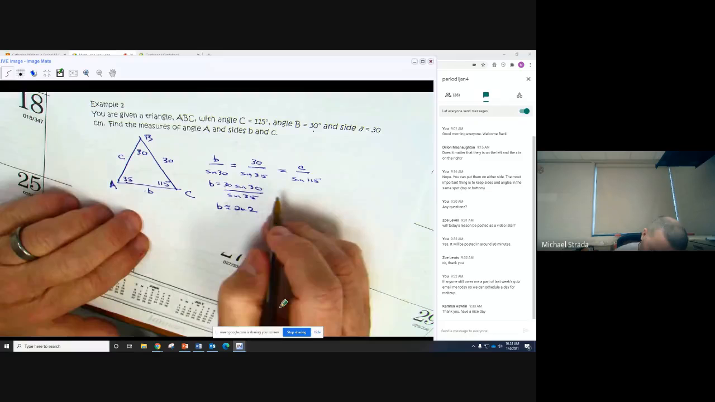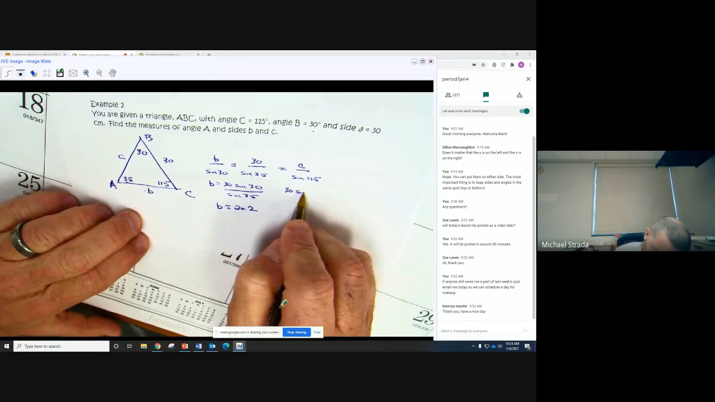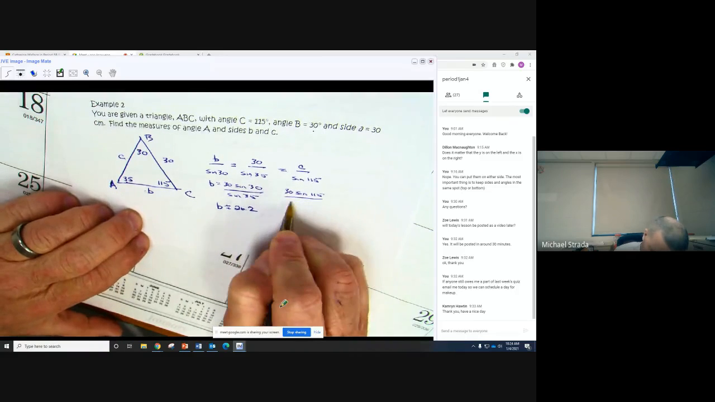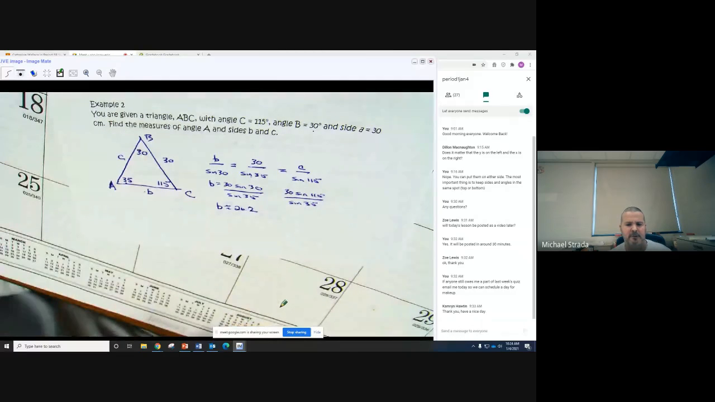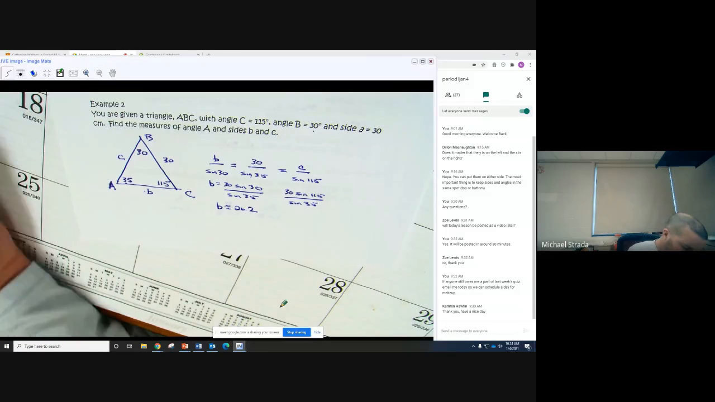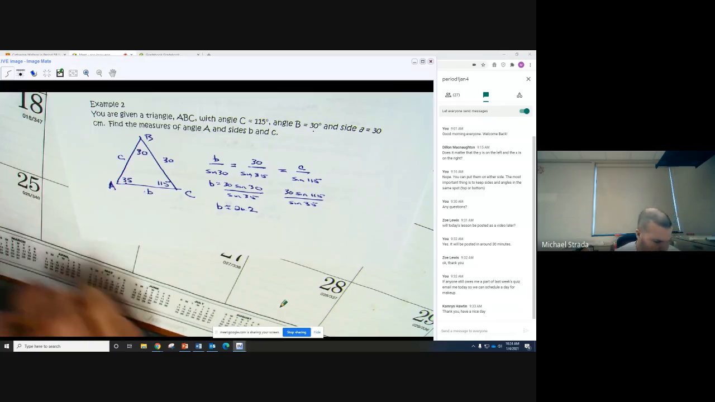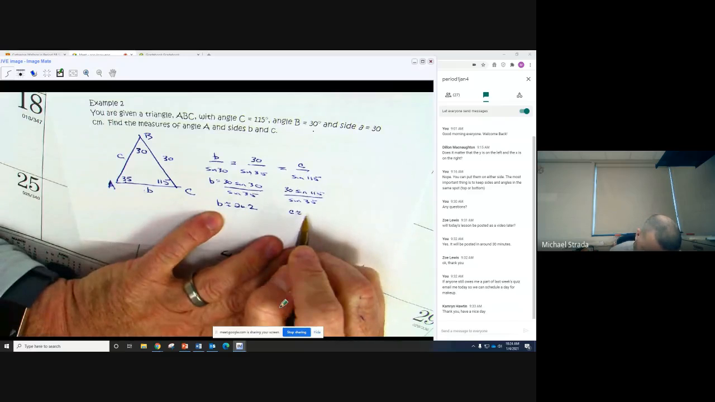When I come over here, I would do 30 sine 115. I would divide that by sine 35 when I'm doing all my cross multiplications. Again, I go to my calculator, 30 sine 115 divided by sine 35. And C comes out to be approximately 47.4.